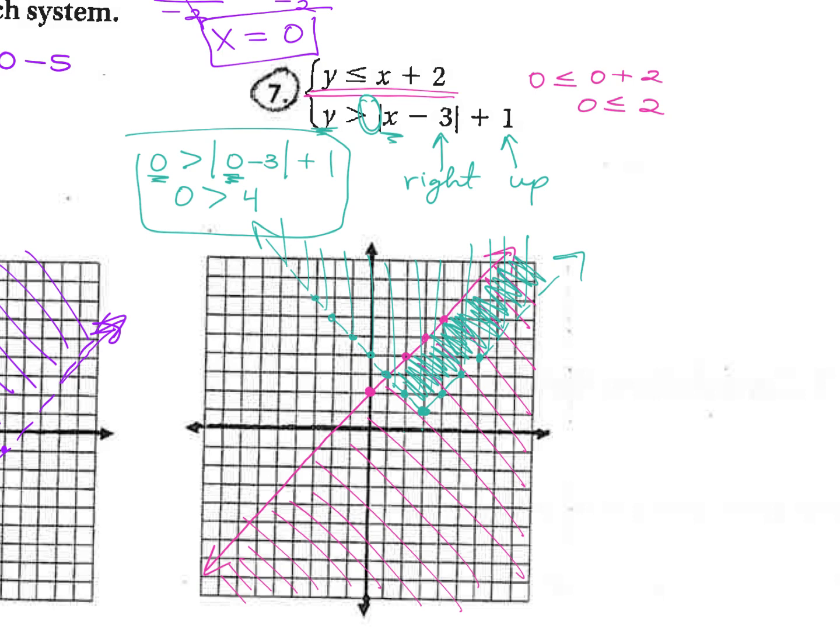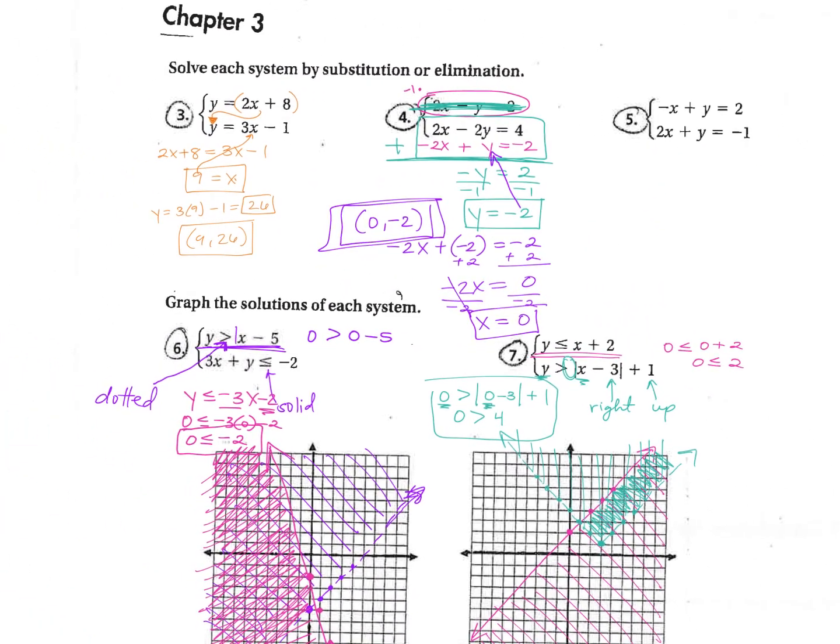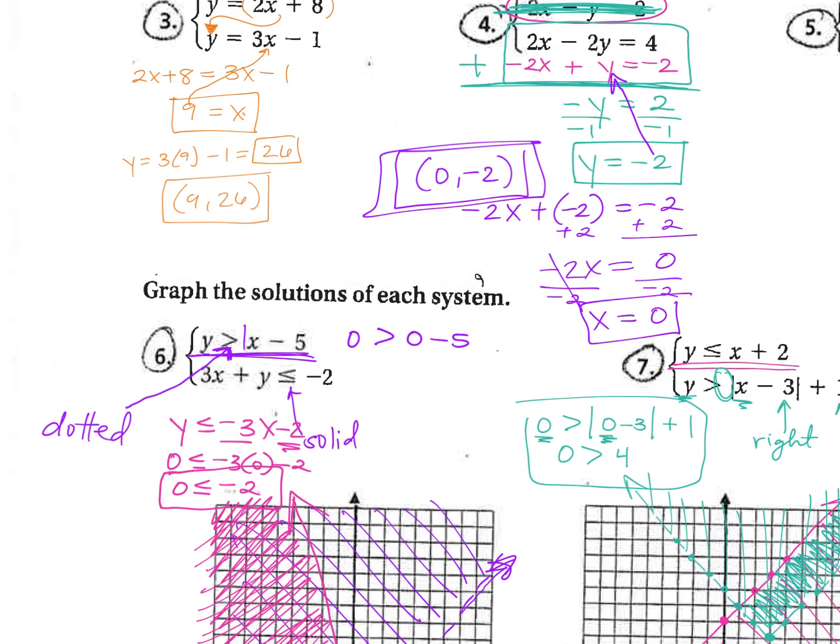Yeah. Can you go back to 3? On those, can you just do x equals 9 and y equals 26? Yeah, that's fine. I won't mark off if you don't write it as a point on those. Other questions?